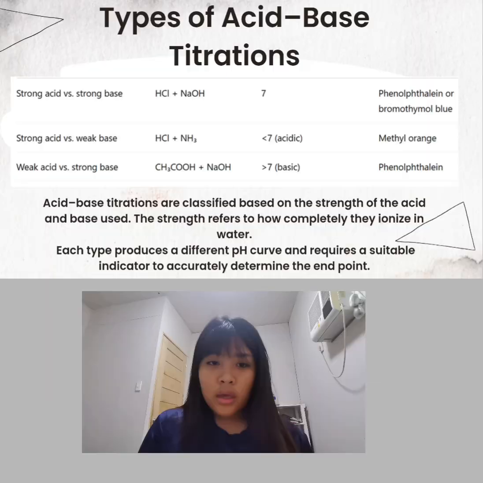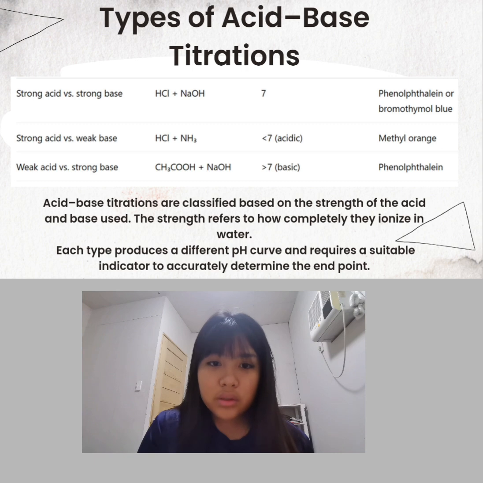Here are the types of acid-base titration. Acid-base titrations are classified based on the strength of the acid and base used. The strength refers to how completely they ionize in water. Each type produces a different pH curve and requires a suitable indicator to accurately determine the endpoint.